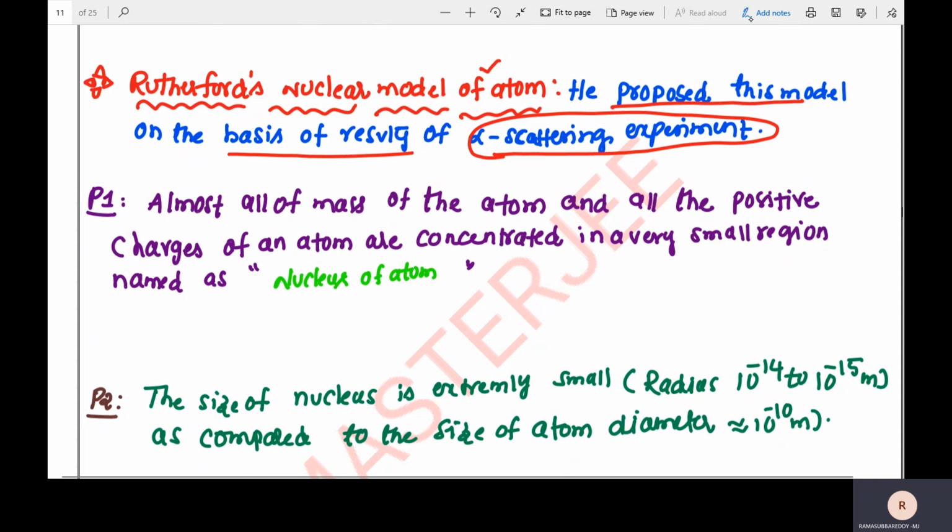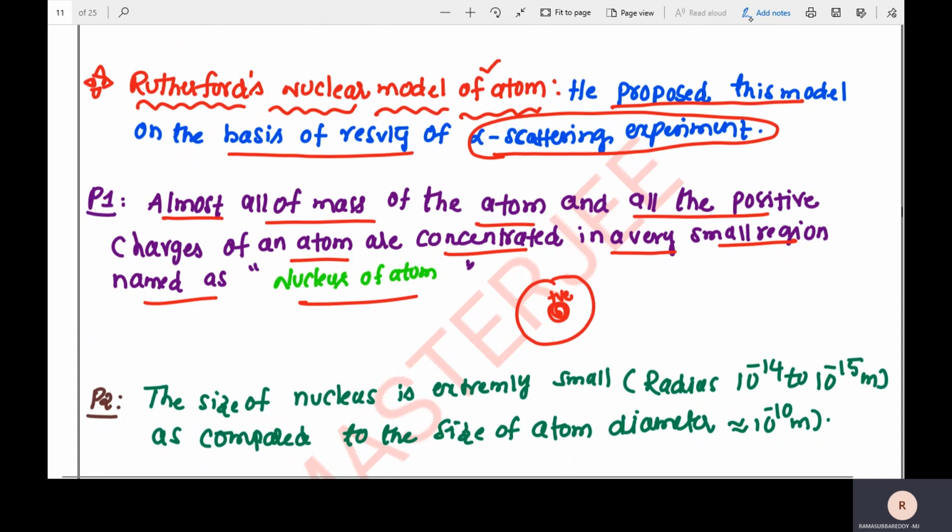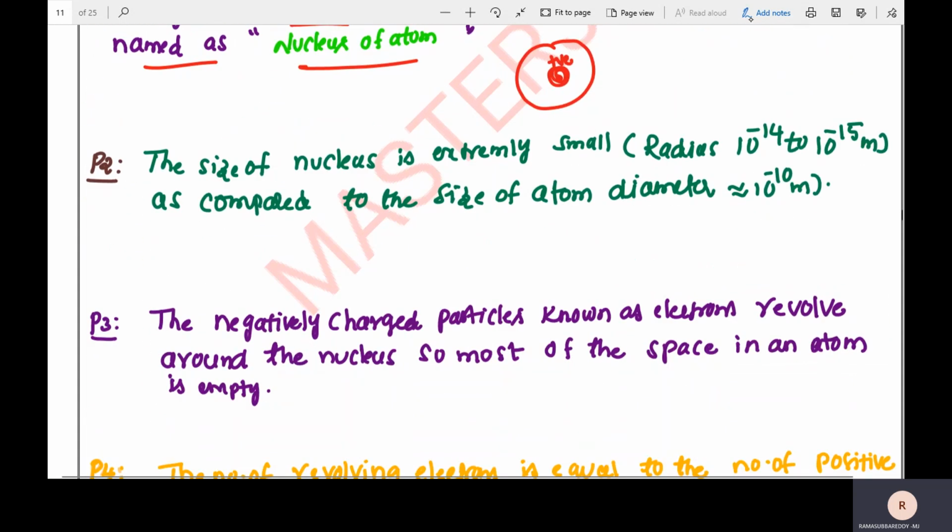According to Rutherford's nuclear model of atom, first postulate: almost all of the mass of the atom and all the positive charges of an atom are concentrated in a very small region named the nucleus. We all discussed that. Almost all the mass of this complete atom is concentrated at the center, with positive charge, which he called the nucleus of the atom. That is first. Second, the size of the nucleus is extremely small.